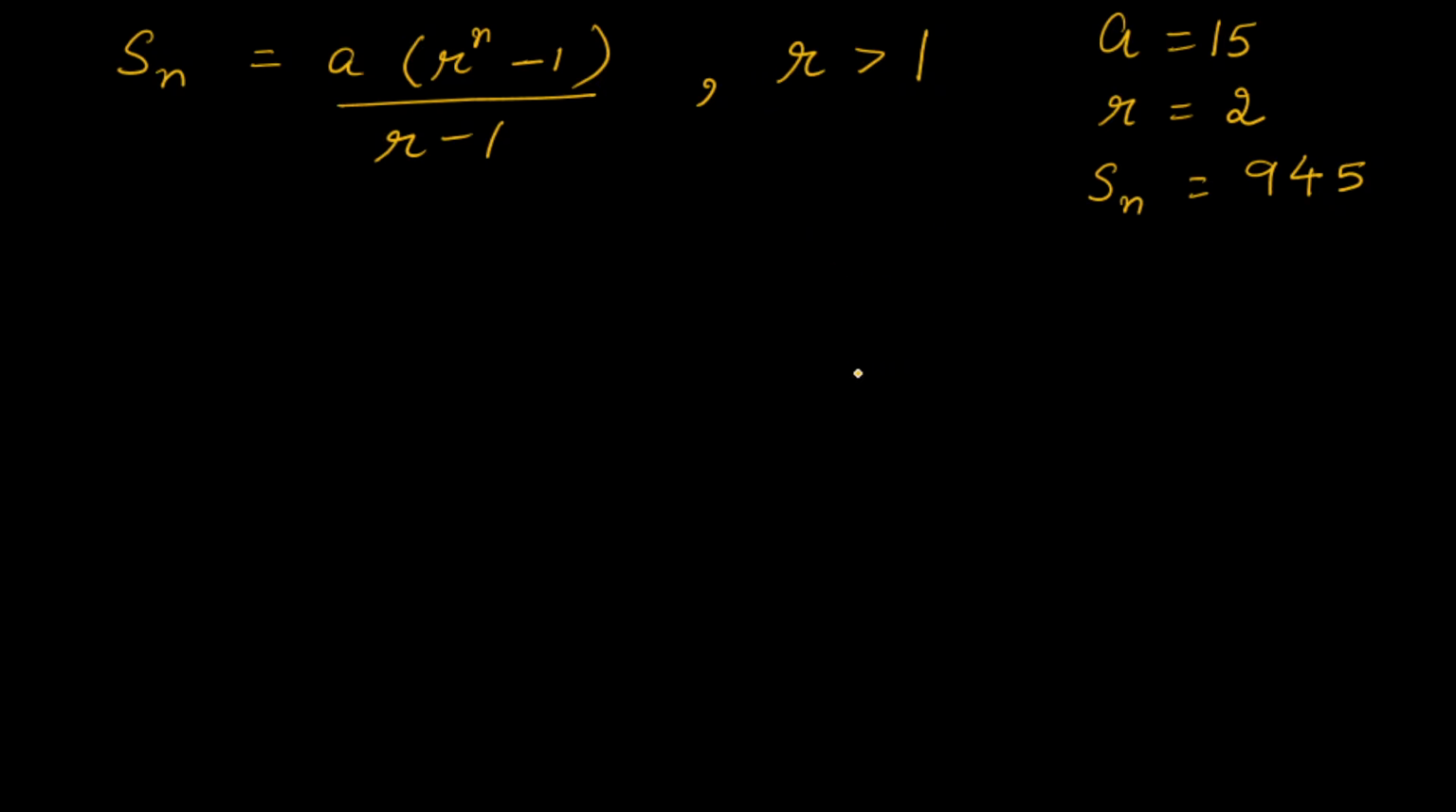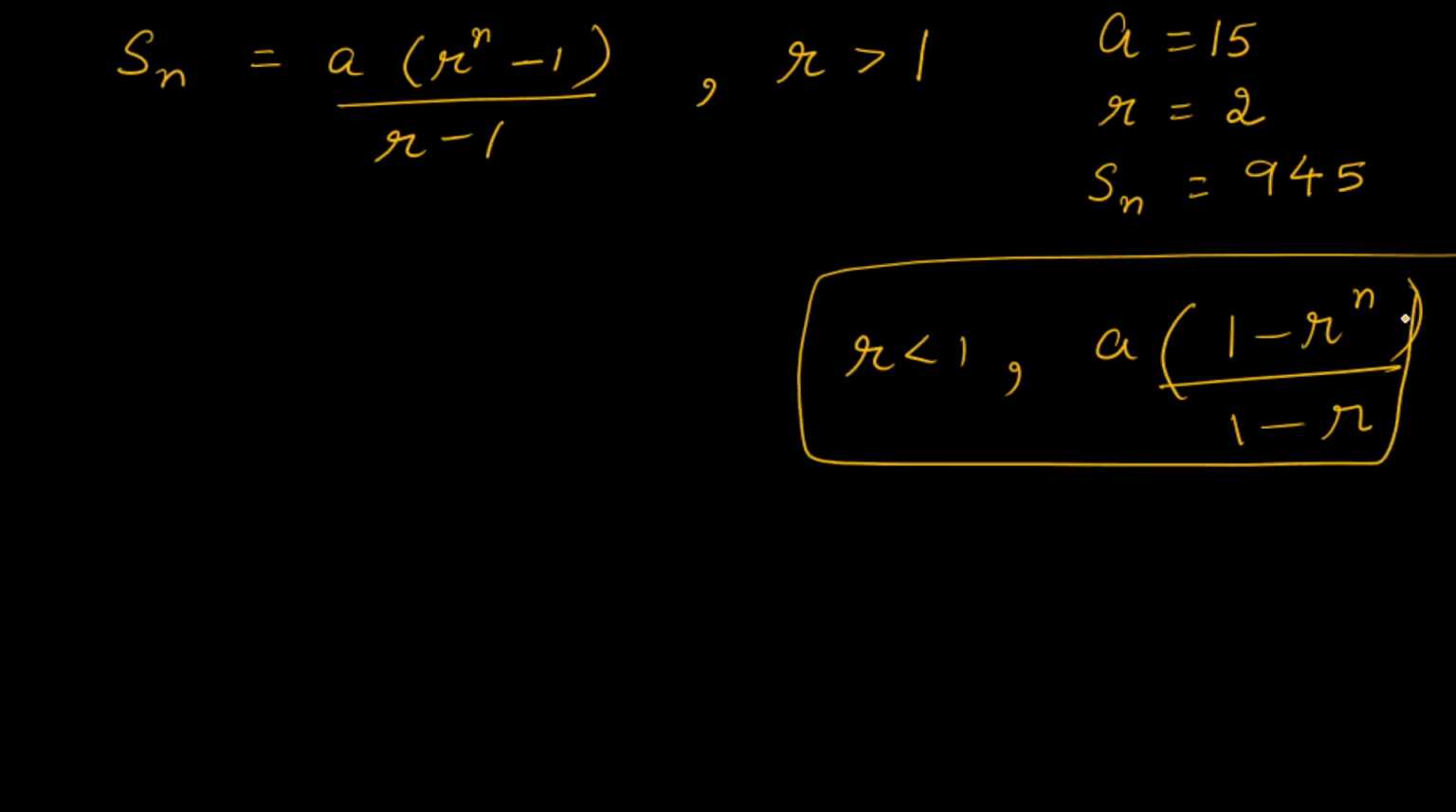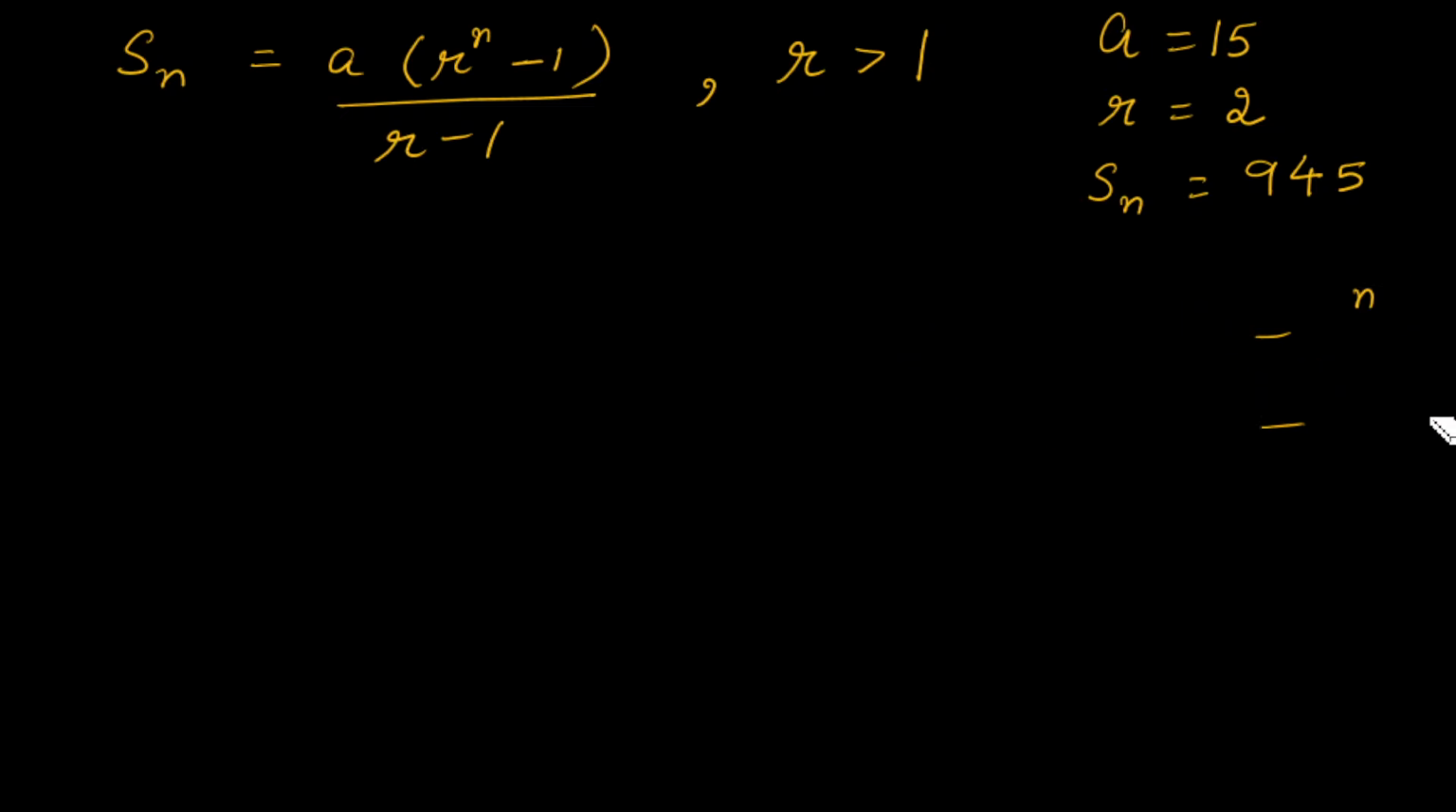When R is less than 1, the formula will change to A into 1 minus R to the power N by 1 minus R. So the full formula you have to write. Here R is equal to 2, which is greater than 1, so we are using this formula: A into R to the power N minus 1 by R minus 1, and R is greater than 1. So write everything properly.